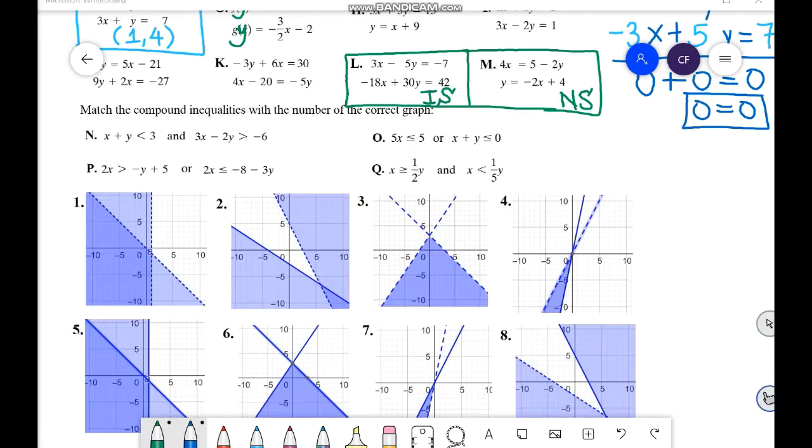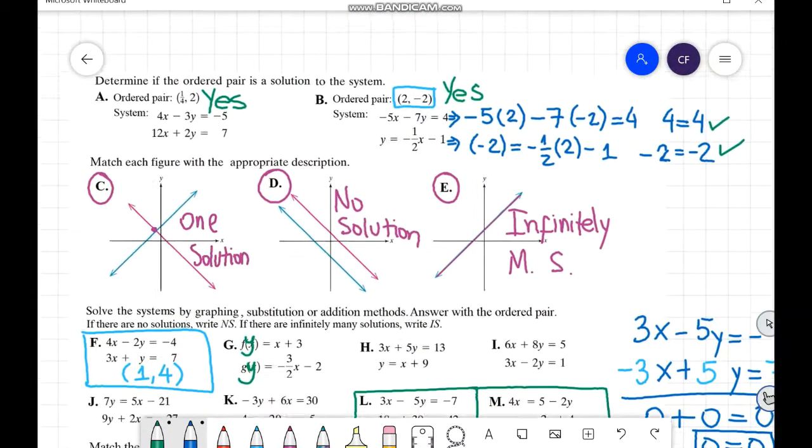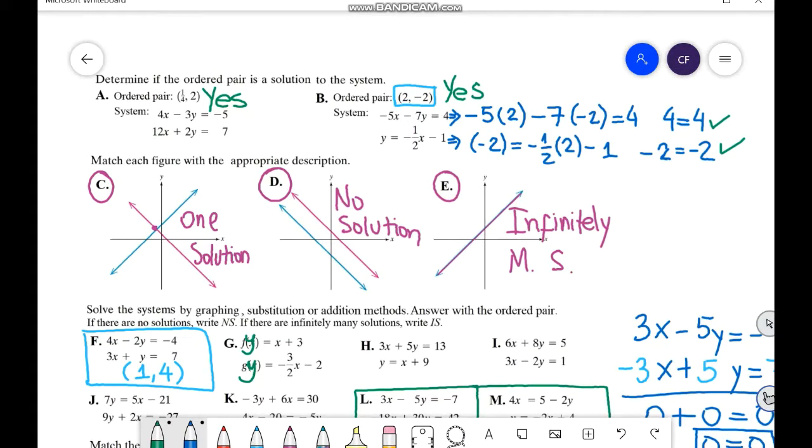You missed A and B. Let me show here. A and B is to determine if the ordered pair is a solution, and it's going to be yes and yes. You just have to plug X and Y into each equation of the system.